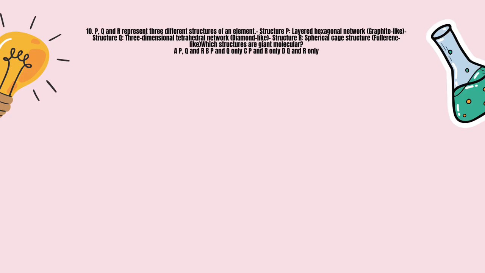Now let's look at question number 10. This is about the different structures of an element. We are given 3 structures, P, Q, and R, which represent graphite, diamond, and fullerene-like structures. The question asks, which structures are giant molecular? Let's break it down step by step.